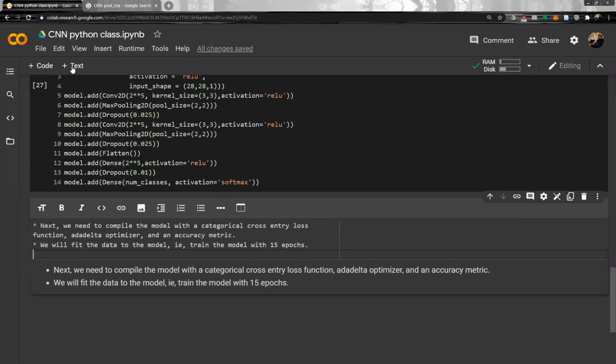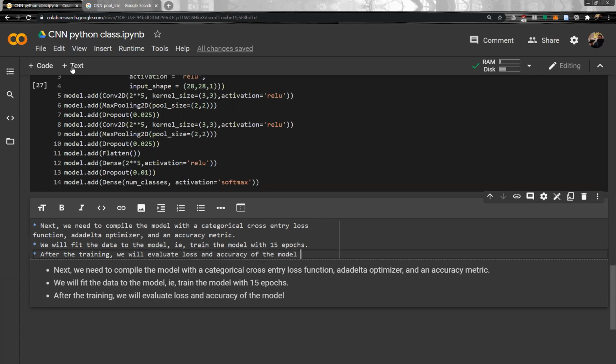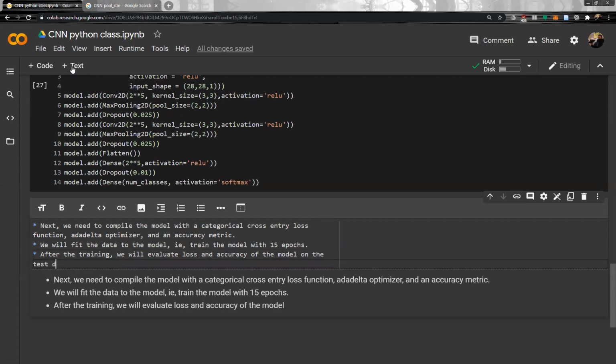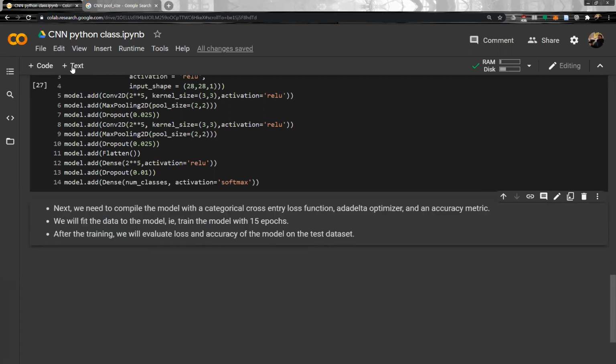And then after the training, we have to evaluate the loss and accuracy of the model. We will evaluate it where? On the test dataset, right? On the test dataset, not the training dataset. So we are going to do this.